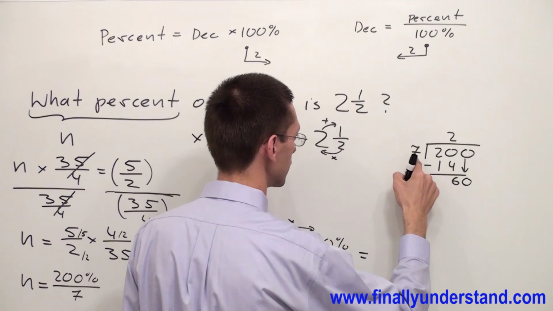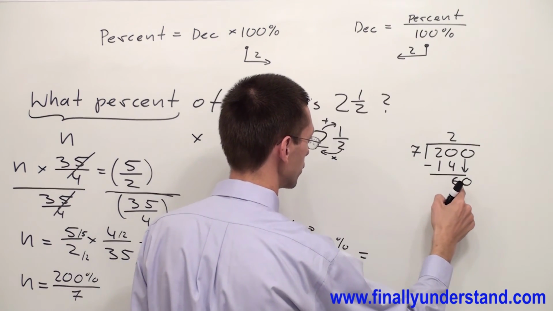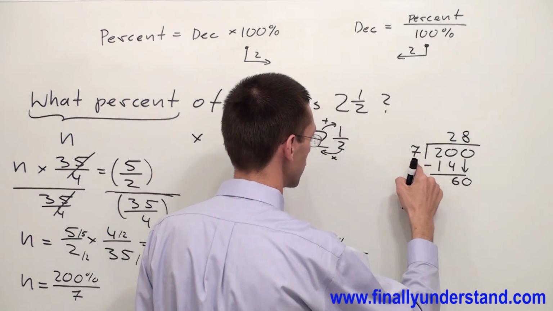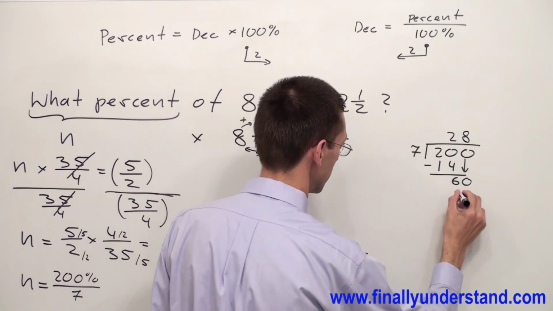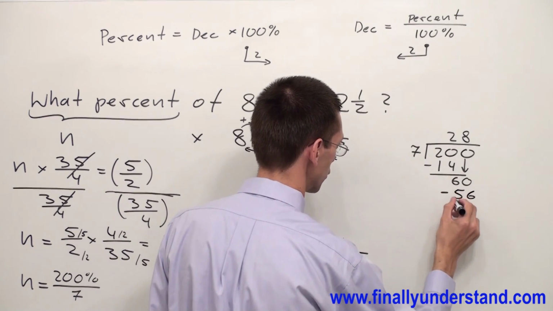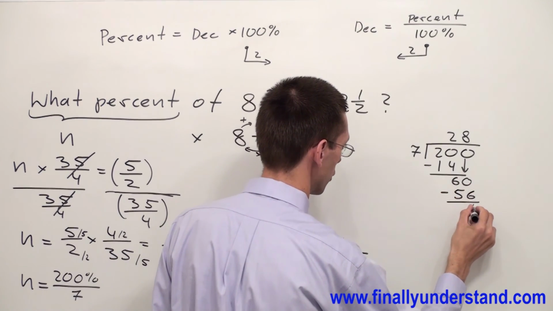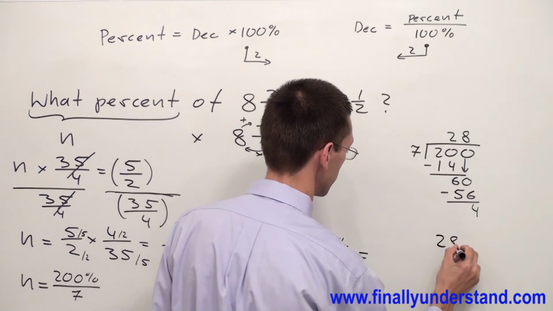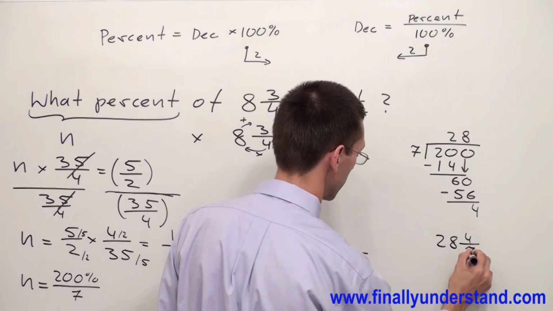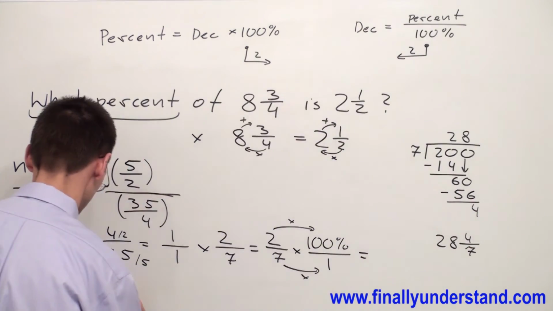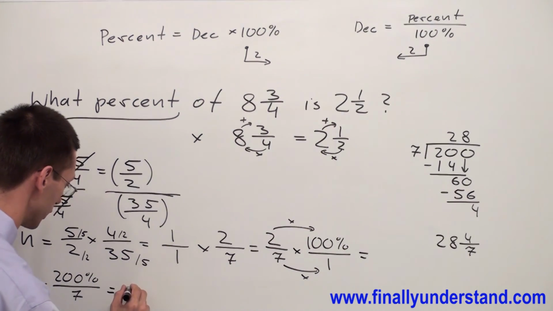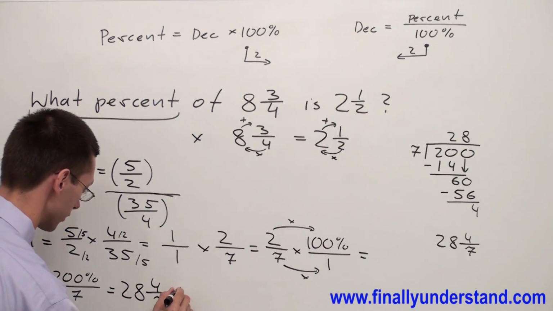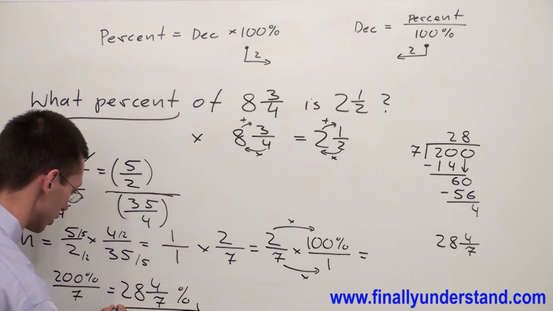How many times does 7 go into 60? 8 times. 8 times 7 is 56. Subtract, and I got 4. So my answer is 28 and 4 over 7. In this case, this is going to be 28 and 4 over 7%. This is the solution to my problem.